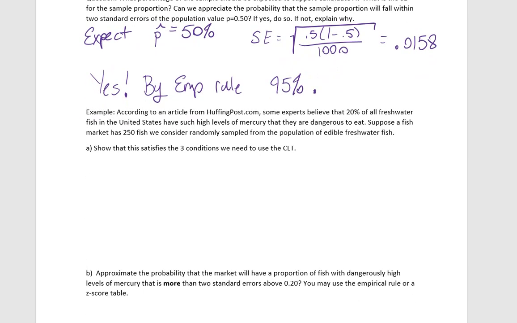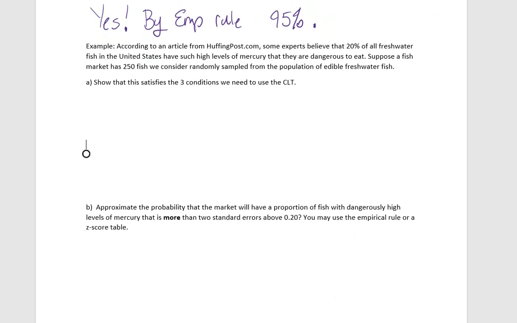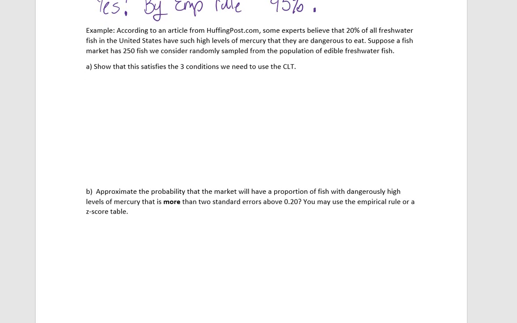Okay, so for the next one, according to an article from Huffington Post, some experts believe that 20% of all freshwater fish in the United States have such high levels of mercury that they're dangerous to eat. So suppose that a fish market has 250 fish, which we consider randomly sampled from the population of edible fish. First, we want to show that this satisfies all 3 conditions of the central limit theorem.